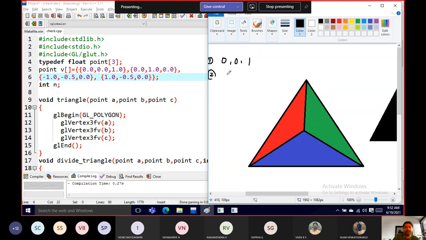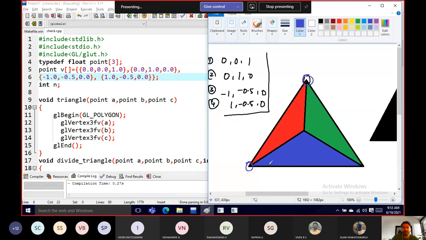And for the second point, it is 0, 1, 0. For the third point, it is -1, -0.5, and 0. And for the fourth one it is 1, -0.5, and 0. These 4 values will determine these 4 edge values. How do we understand these values? Let us understand, with x, y, and z values.